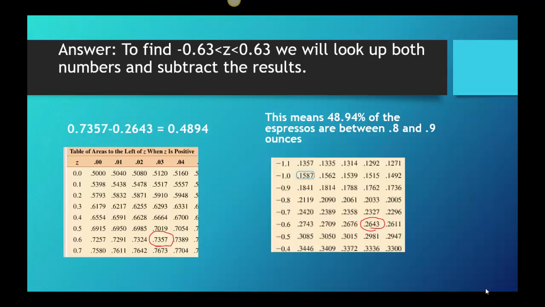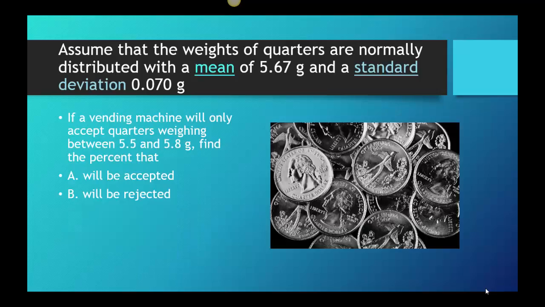So I'm consulting my charts. I can see the positive 0.63 and the negative 0.63, and I circled them both for you. Anytime I have two values, I'm always going to subtract, and you always put the big number first. So I'm going to put the 0.7357 first, then I'll subtract the 0.2643. That gives me a difference of 0.4894. So this tells me 48.94% of the time the espresso machine will put out a volume between 0.8 and 0.9 ounces.